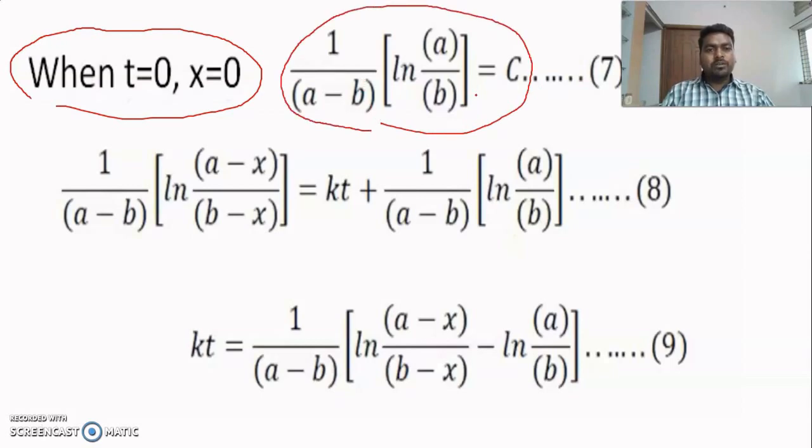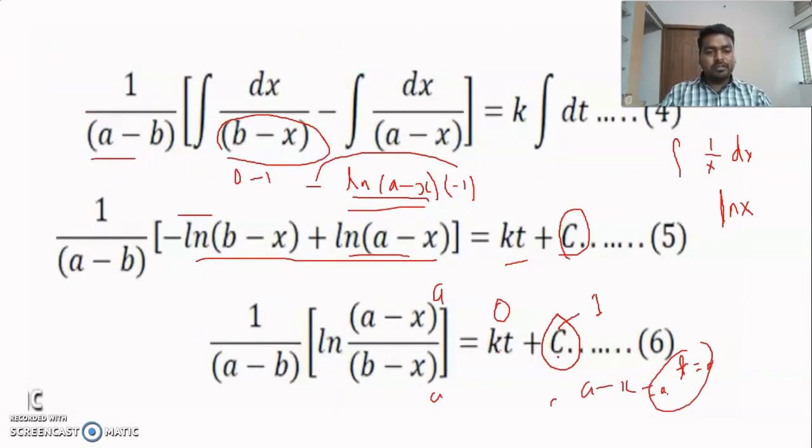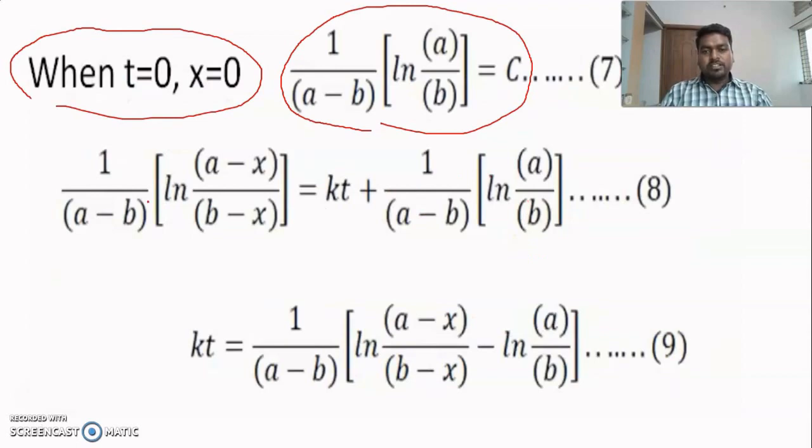So this is the integral constant value. Then substitute the value in equation 6, and you are going to get equation 8, that is 1 divided by a minus b into ln of (a minus x) divided by (b minus x) is equal to kt plus the c value, that is 1 divided by a minus b into ln of a divided by b. Then again simplify this equation.